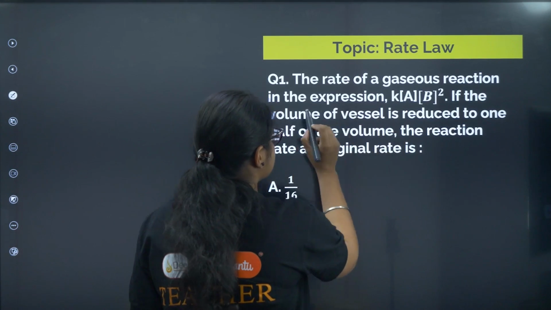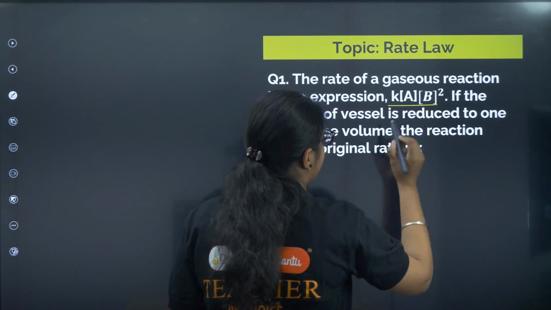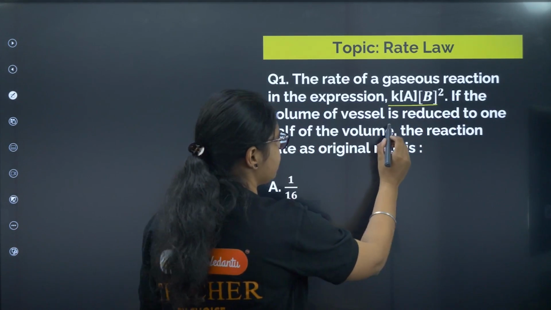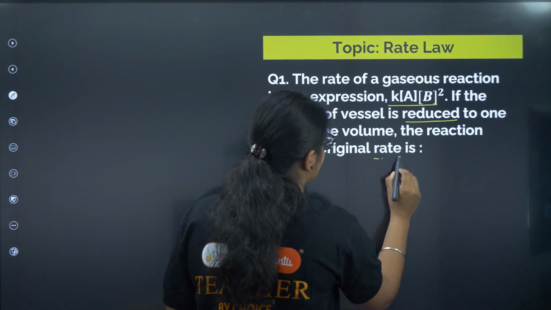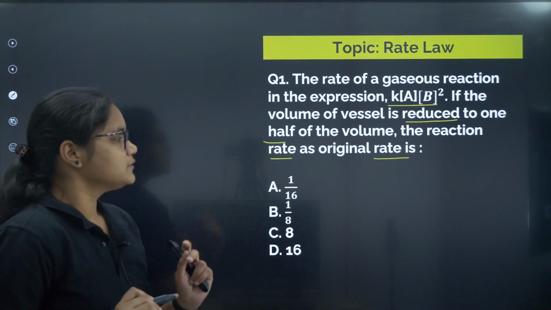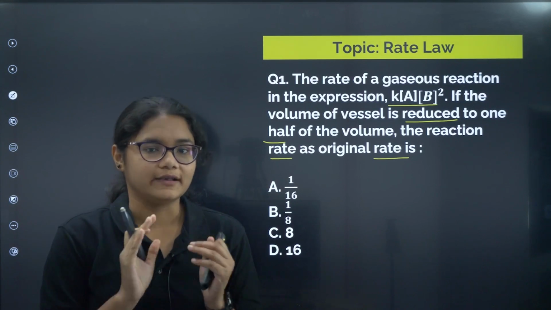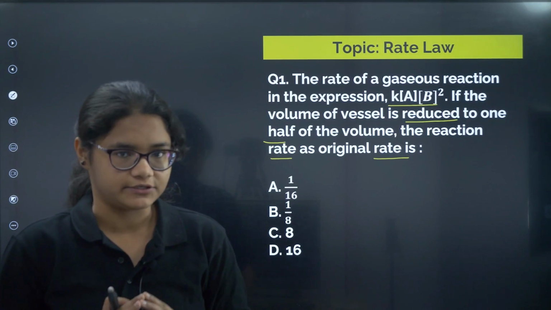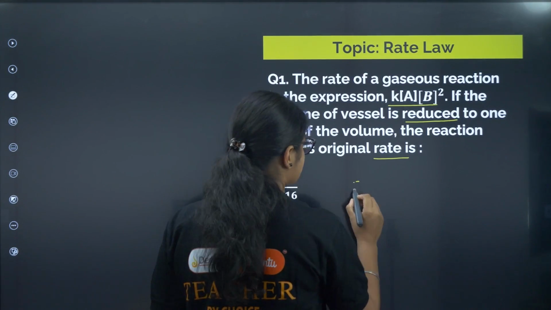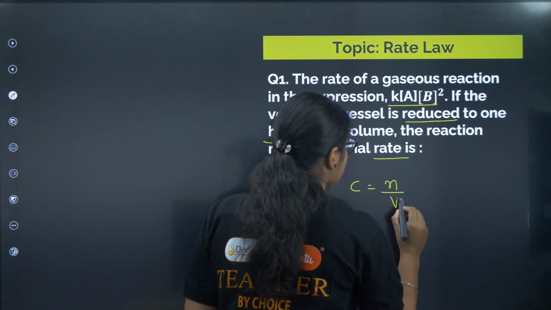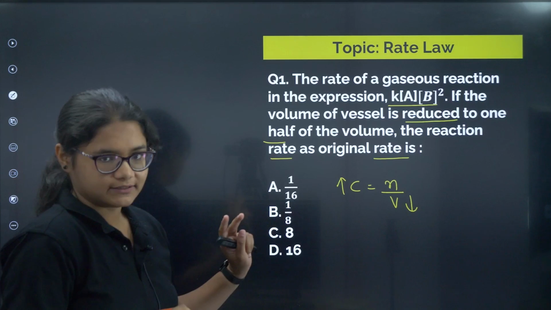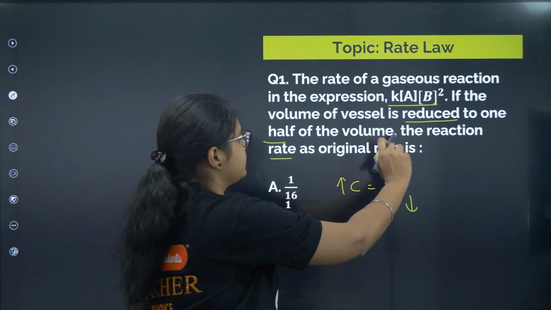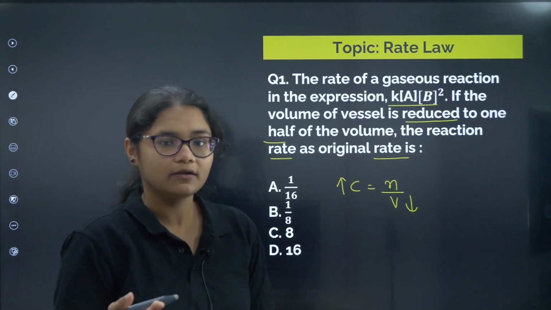The rate of a gaseous reaction is expressed as K[A][B]². If the volume of the vessel is reduced to 1/2, the rate as compared to the original rate is dash. First of all, we have to know the relation between volume and concentration. Concentration is equal to number of moles by volume. So when volume decreases, concentration will increase, and vice versa. Here the volume is reduced to 1/2, so the concentration will double.